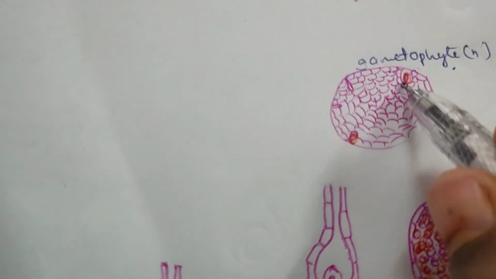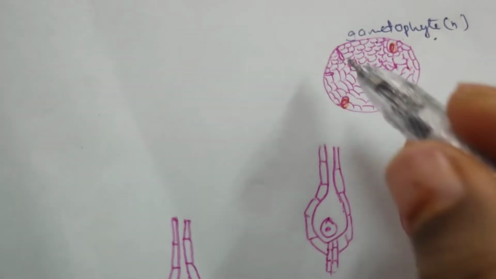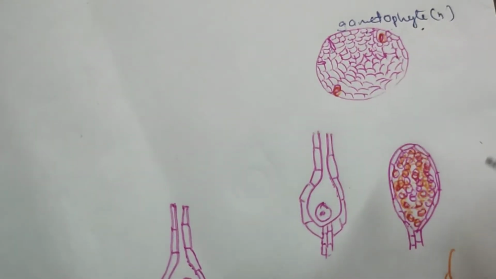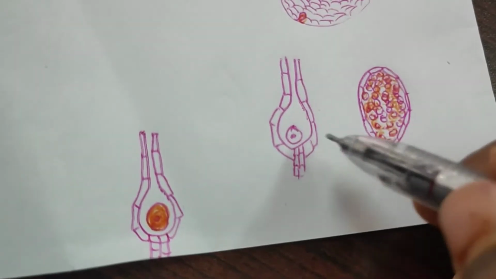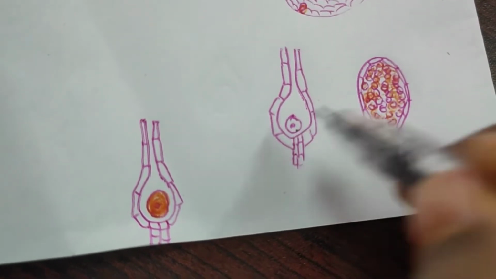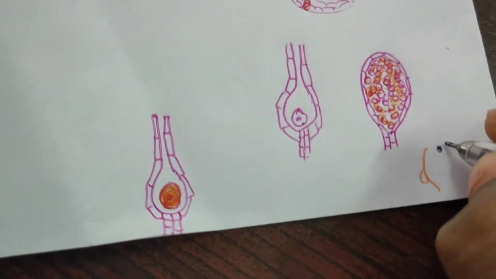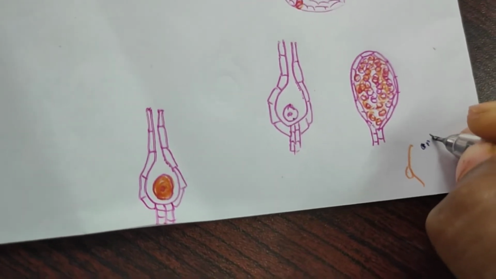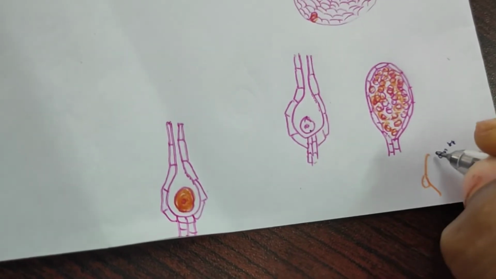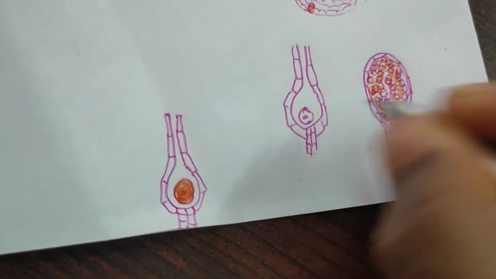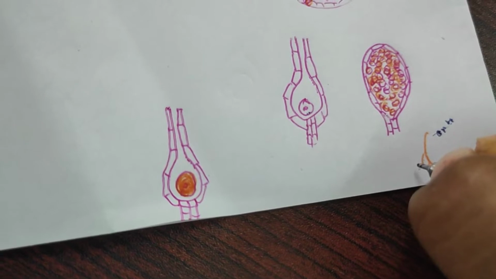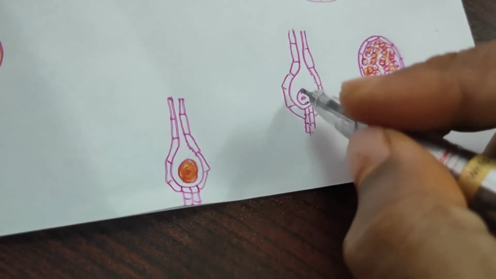Can you see here the archegonia? This is archegonia and this is antheridia. Archegonia I have taken here, antheridia I have taken here. So archegonia is going to produce the egg, antheridia is going to produce the anthrozoid. We call it an anthrozoid. Okay, this is the anthrozoid and this is the egg. This anthrozoid, with the help of water, fuses with this egg.